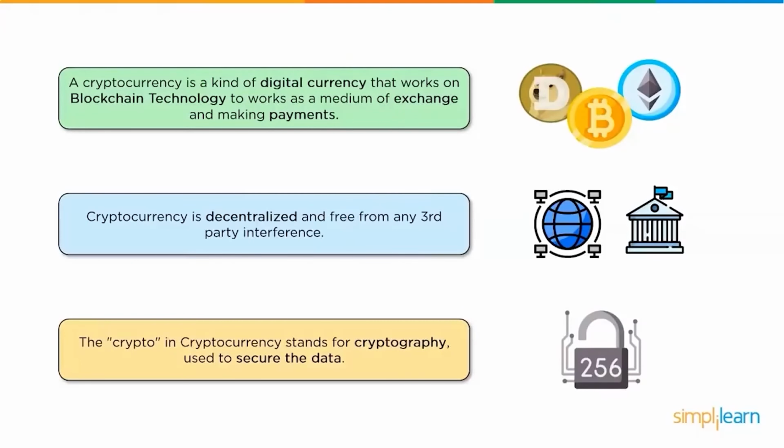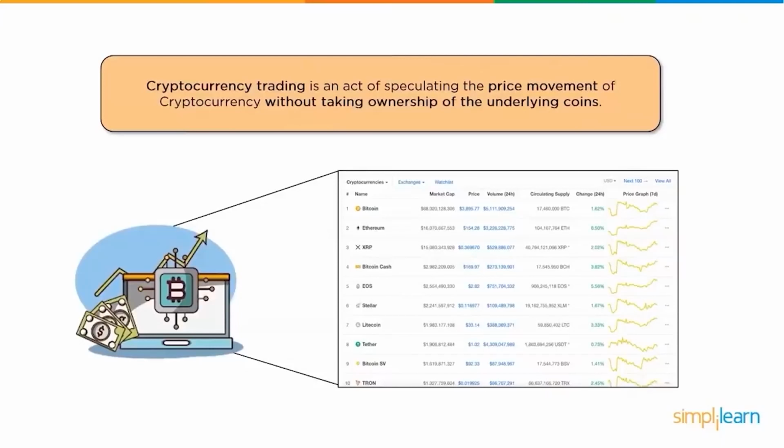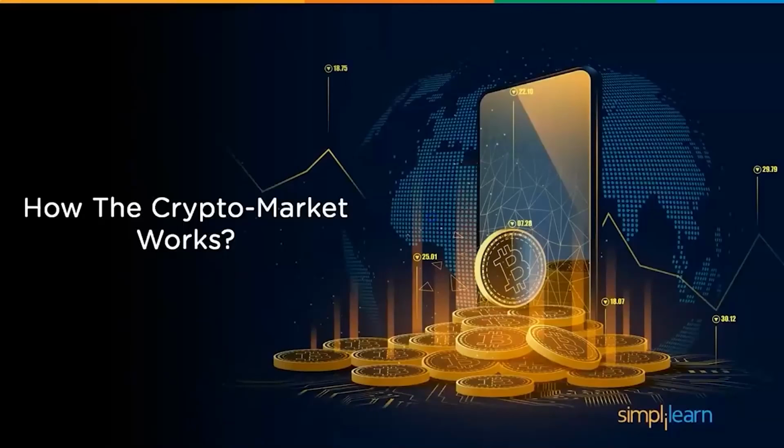Crypto market is where you can trade cryptocurrency. Cryptocurrency trading is an act of speculating the price movement of cryptocurrency without taking ownership of the underlying coins, through a trading account or by buying and selling the underlying coins through an exchange. You can buy cryptocurrency if you think it will rise in value or sell them if you think it will fall. Now let's understand how it works.